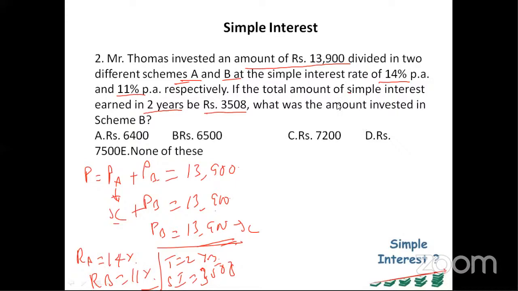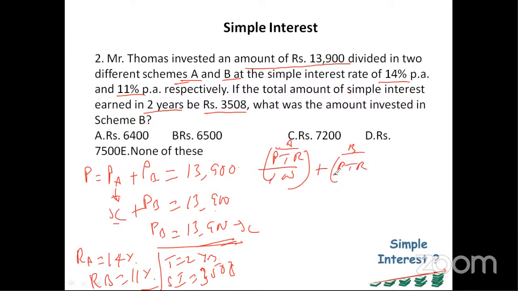We have to simply substitute. Since there are two different schemes, he has invested his money in two different schemes. We have to take both the schemes and then add up. For example, simple interest of the first one will be P into T into R by 100. This is for scheme A. Same way for scheme B also we have to write and we have to add.